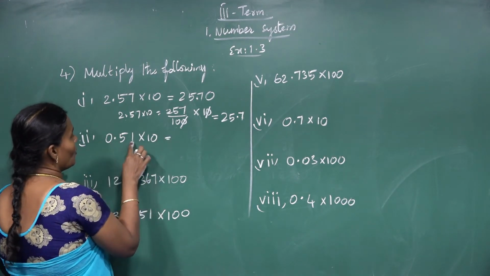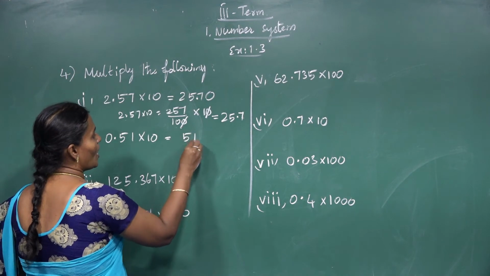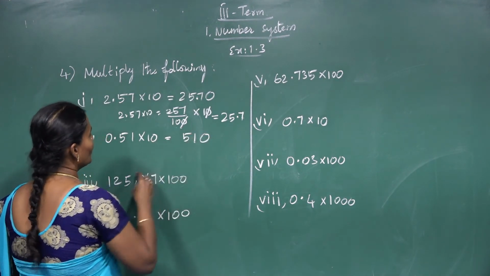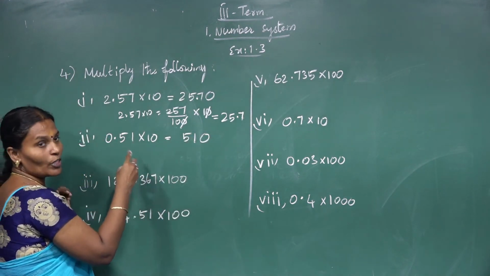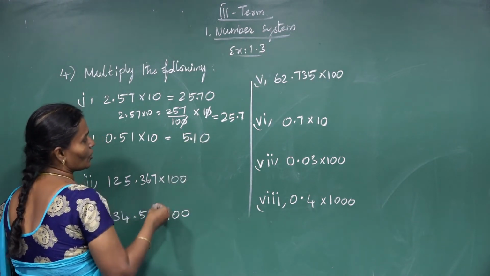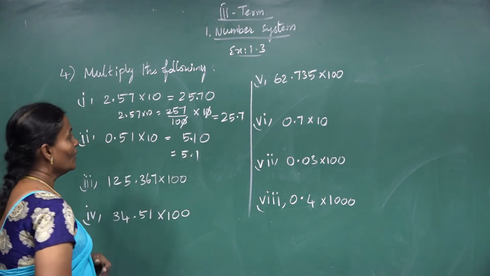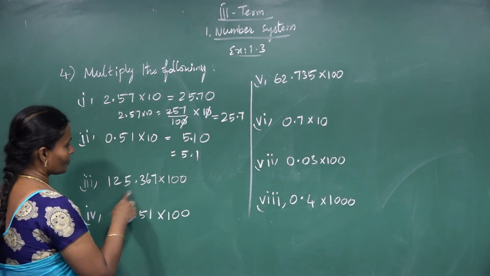So this is 0.51 multiplied by 10. Okay. So 5, 1. Here you add 1 zero. So now how many decimal places here? 2 decimal places. So you put the decimal point after 2 digits. So what is the answer? 5.1. Okay. Now see here.